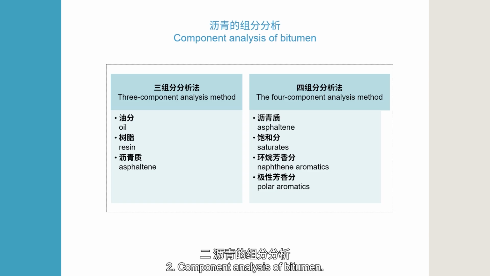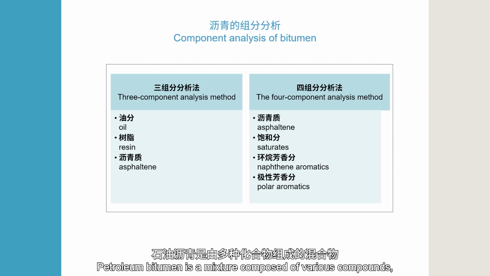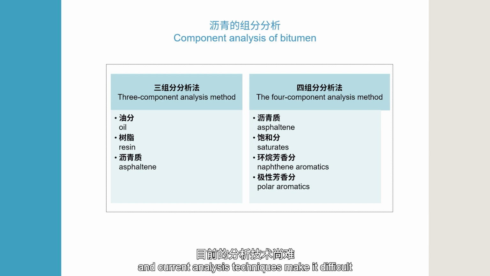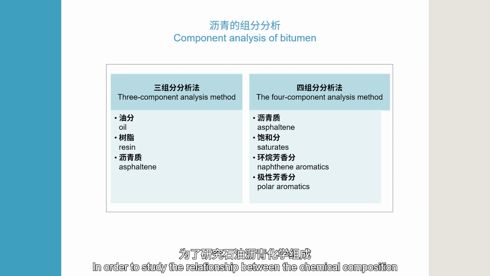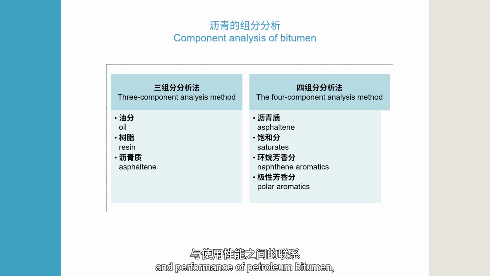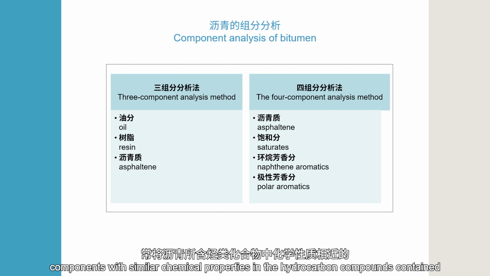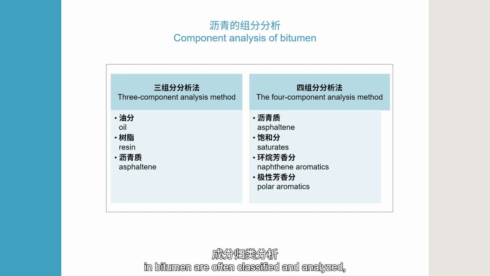2. Component analysis of bitumen. Petroleum bitumen is a mixture composed of various compounds, and current analysis techniques make it difficult to separate bitumen into pure compound monomers. In order to study the relationship between the chemical composition and performance of petroleum bitumen, components with similar chemical properties in the hydrocarbon compounds contained in bitumen are often classified and analyzed, thus divided into several groups, referred to as bitumen chemical components or simply components.